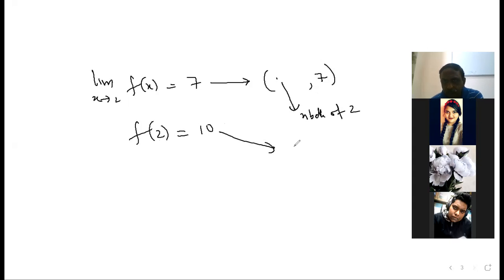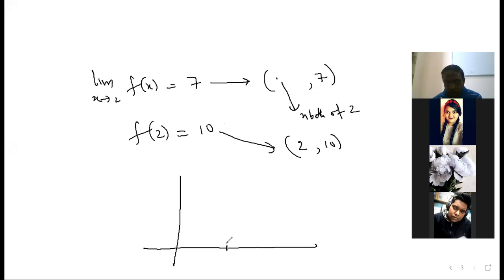What is the meaning of this one? The value of y is exactly 10 when x is exactly 2, right? Now, if I plot the graph of it, what will happen? Imagine this x coordinate is 2. When x is near 2, the y coordinate is 7. Let's imagine this is 7. So 2 is here, and near 2 it will be 7. That means there is a break here. And when x is exactly 2, the y coordinate is 10. So that means one point of the graph is missing. Which point is missing?